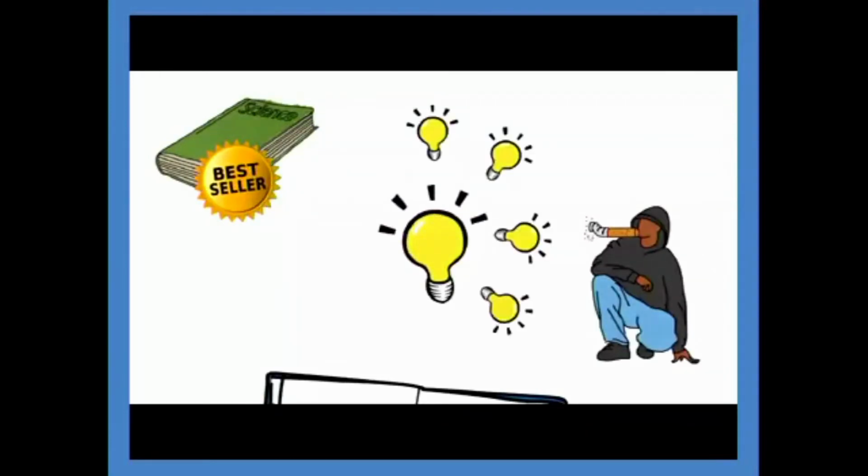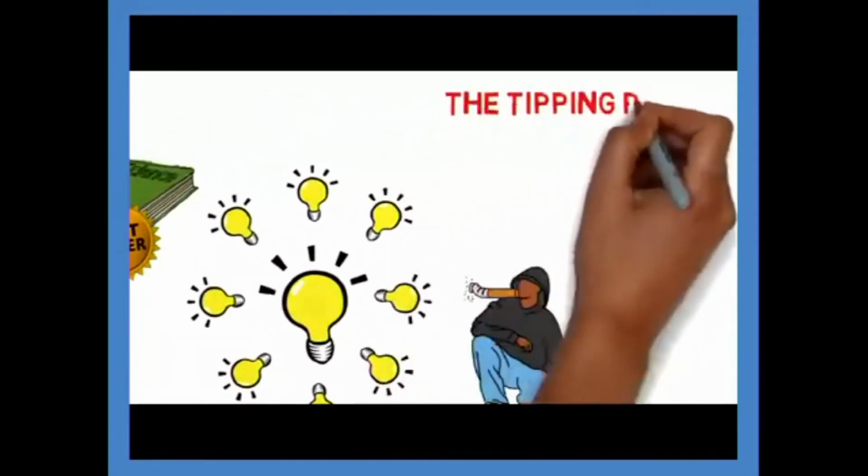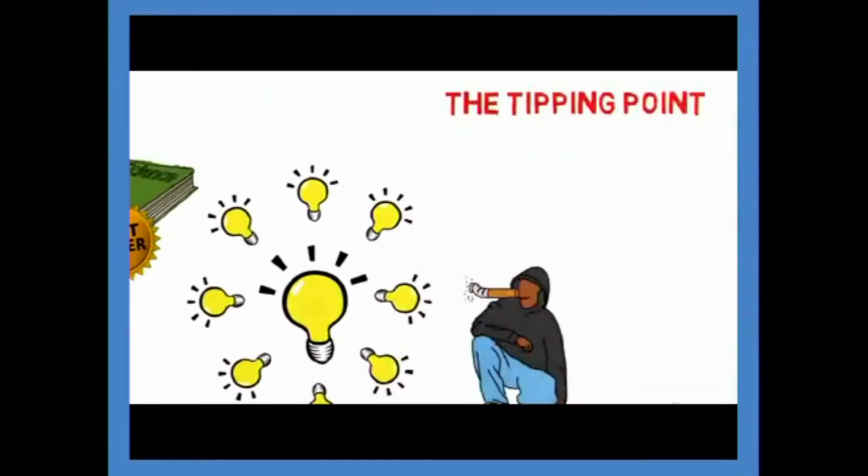Why do some books become bestsellers, but others don't? Why did it become cool for teenagers to smoke? And most importantly, why does one idea go viral and not others? Gladwell attempts to answer this with an idea he calls the tipping point. That magic moment when an idea, trend, or social behavior crosses a threshold, tips, and spreads like wildfire.